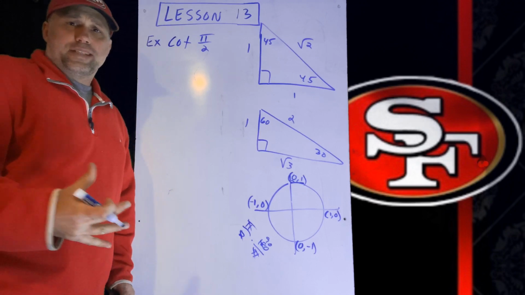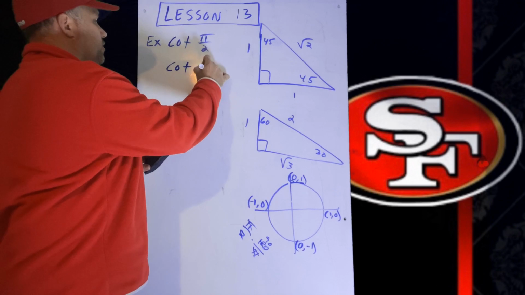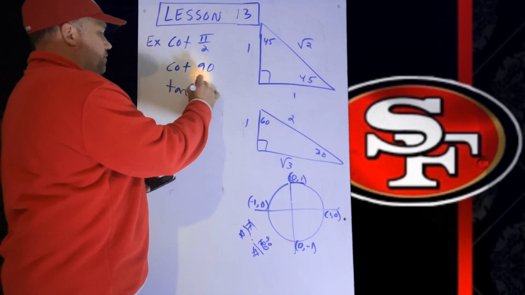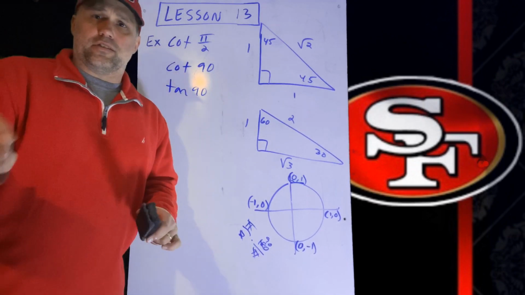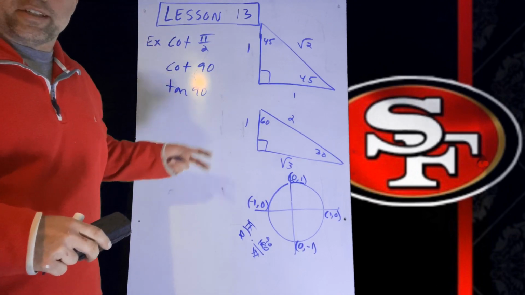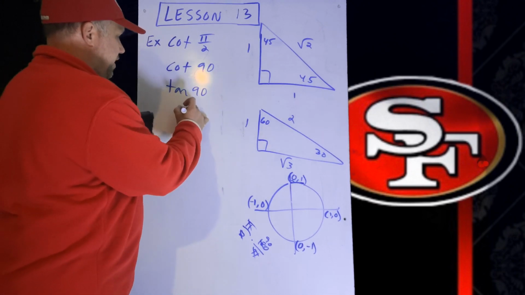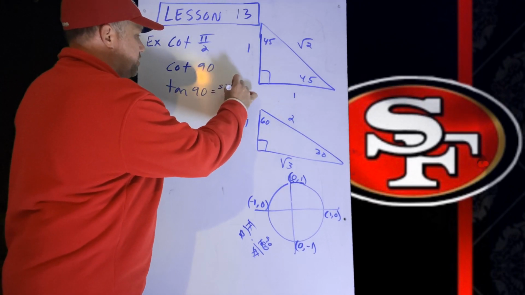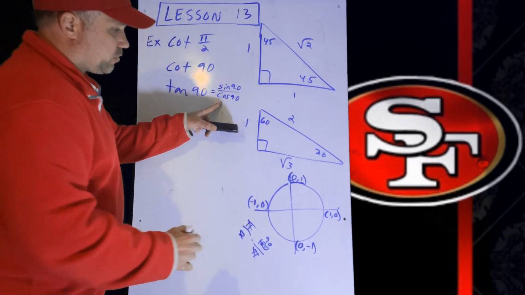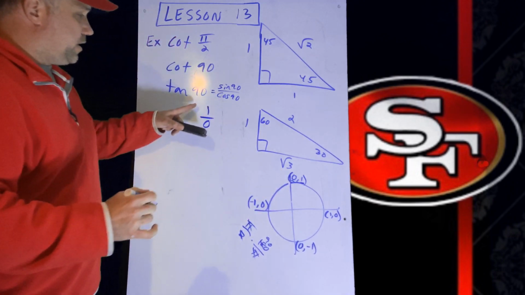All right, the cotangent of pi over 2. We know pi over 2 is 90, so this is actually the cotangent of 90, which means we're going to find the tangent of 90, because cotangent and tangent are reciprocals of each other. So if I find the tangent of 90 and flip it, I'm good. Now, the tangent of 90, remember, tangent is sine over cosine. So this is the same as the sine of 90 over the cosine of 90. And when we do that on our unit circle, the sine of 90 is 1, the cosine of 90 is 0, and it's 1 over 0.